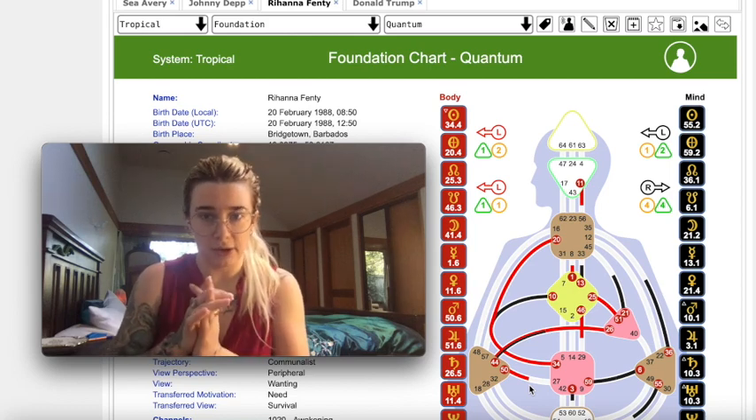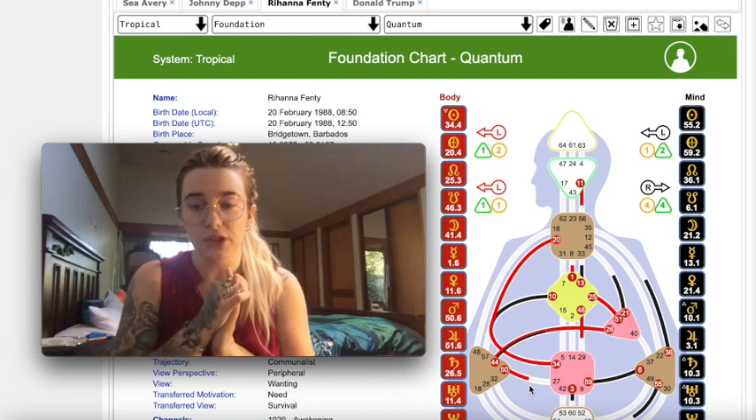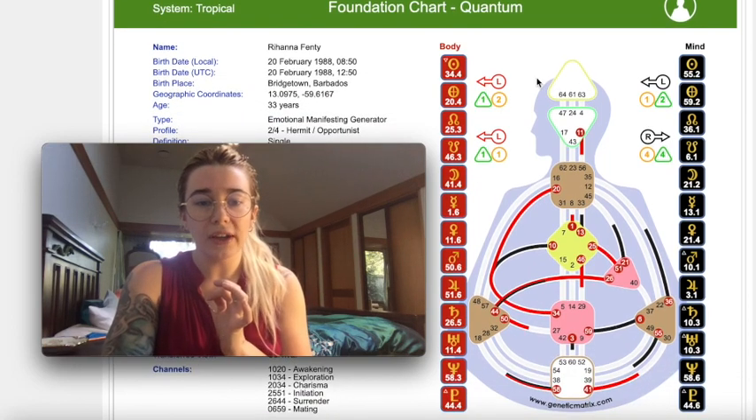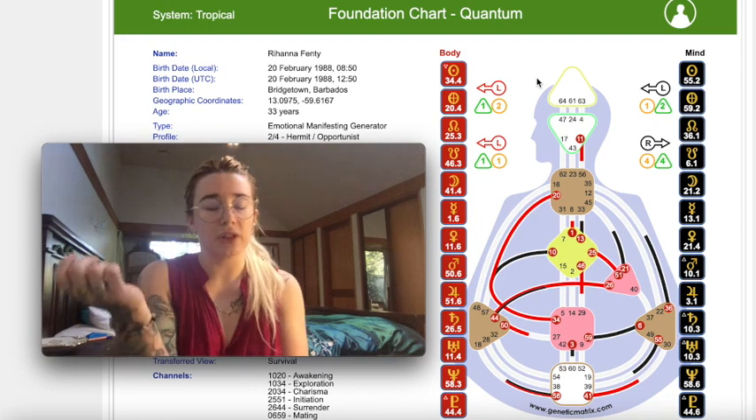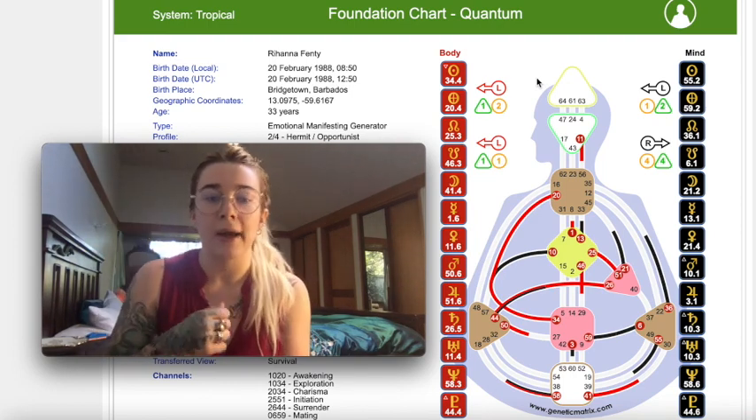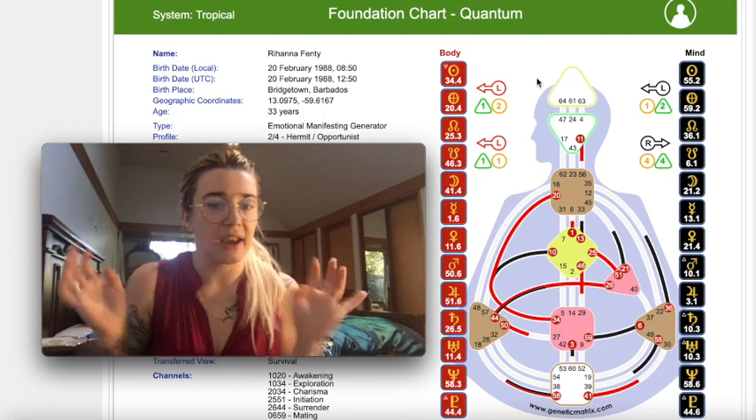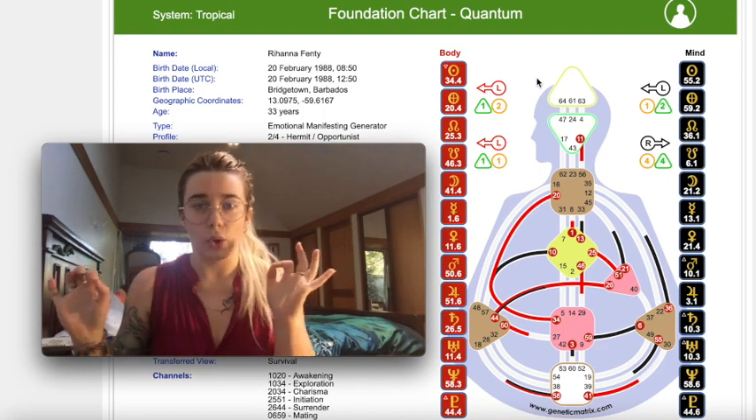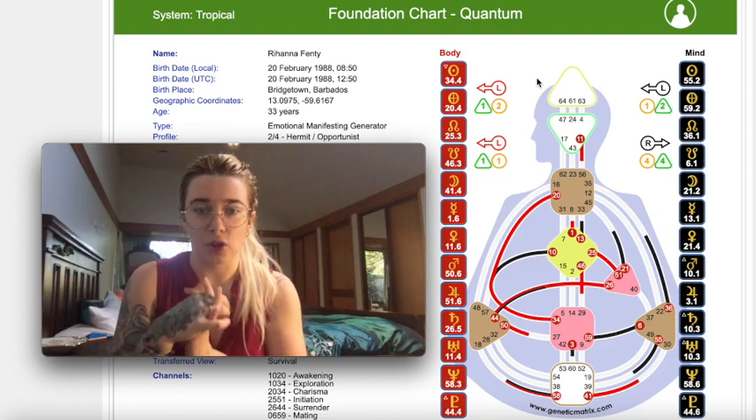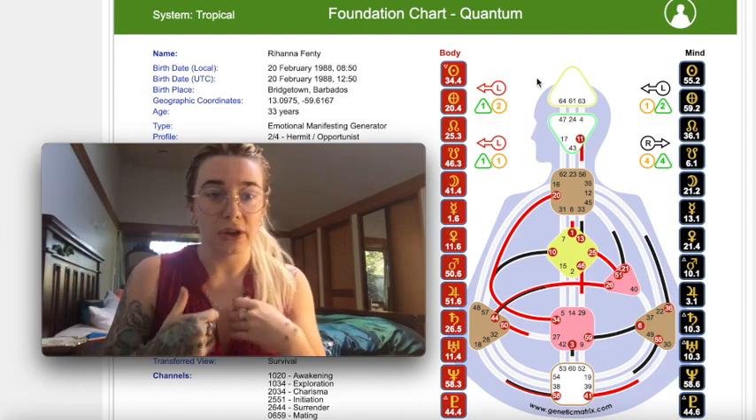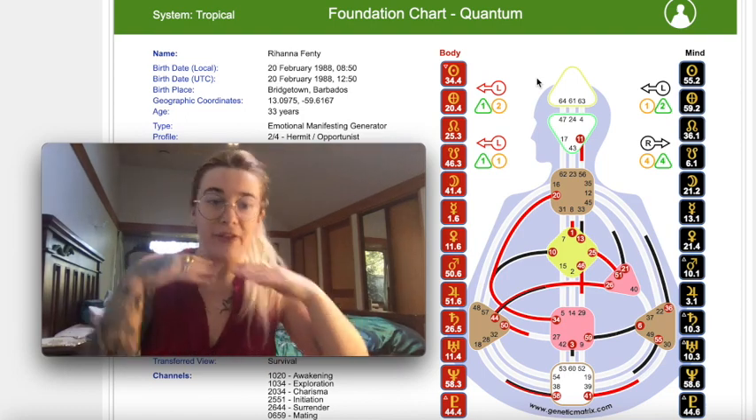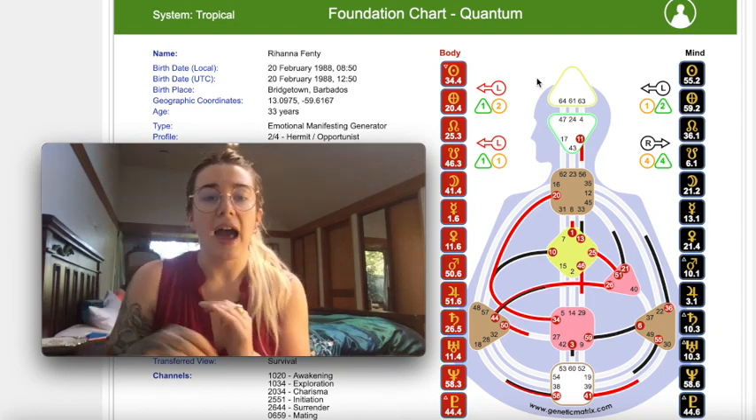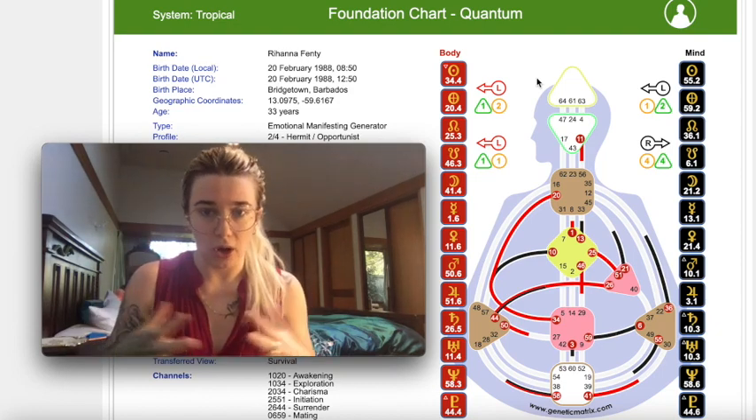So let's get started with Rihanna. This is Rihanna's chart in front of me here. You're going to notice some text on the side behind my camera. Just ignore that, and you can completely ignore the columns in red and black too. All you need to pay attention to is my lovely face and the body graph, which has the 9 centers. I'll discuss them as I go along.